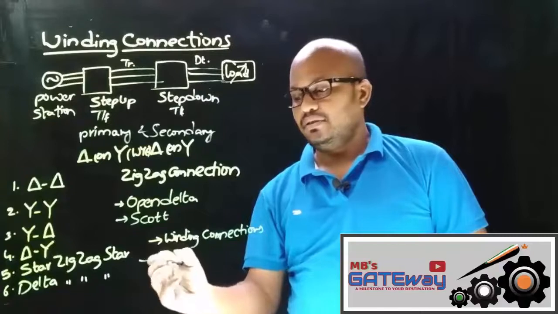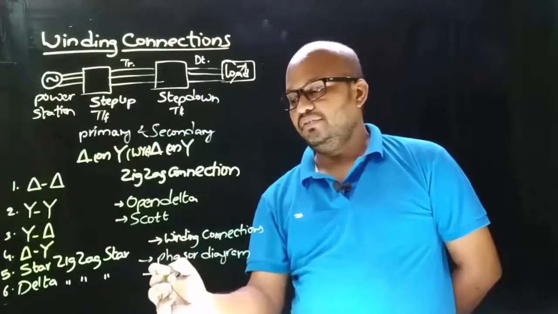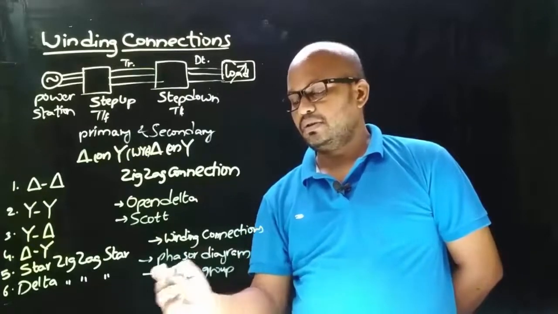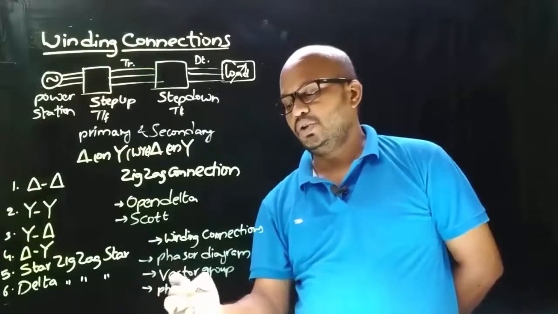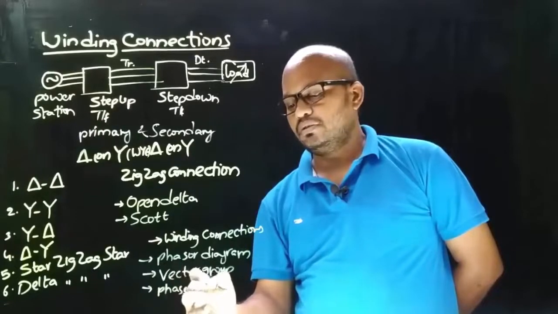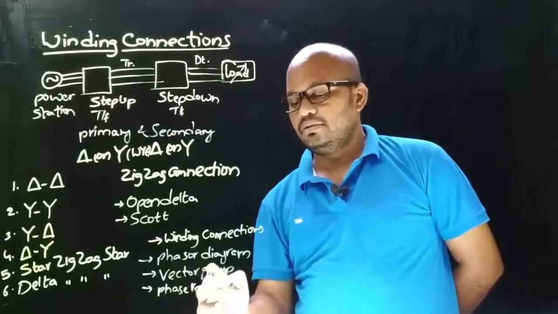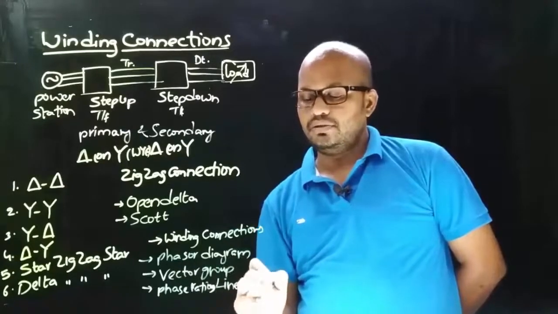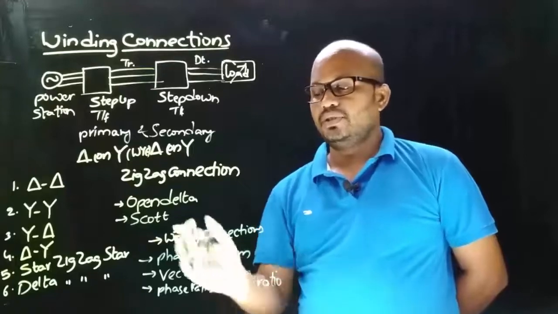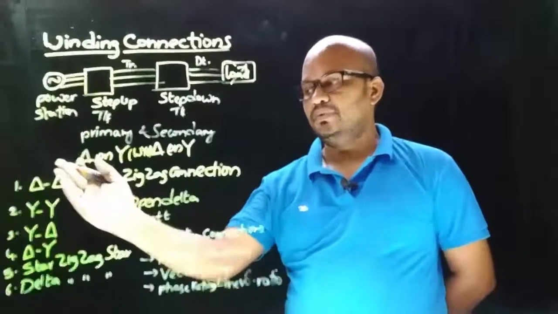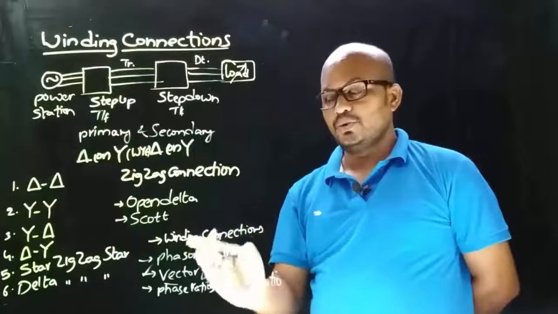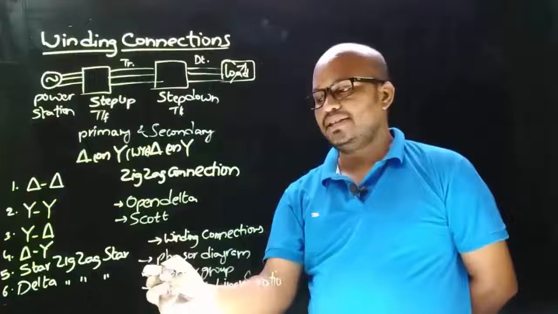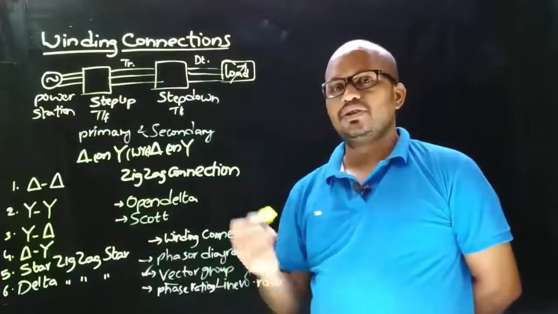and then the phasor diagram, and then identifying the vector group, and then phase voltage ratio and line voltage ratio. So these are the things that we are going to discuss for each connection. Here you must note that we must know what a vector group is. So before going into these winding connections, there is a necessity to discuss what a vector group is.